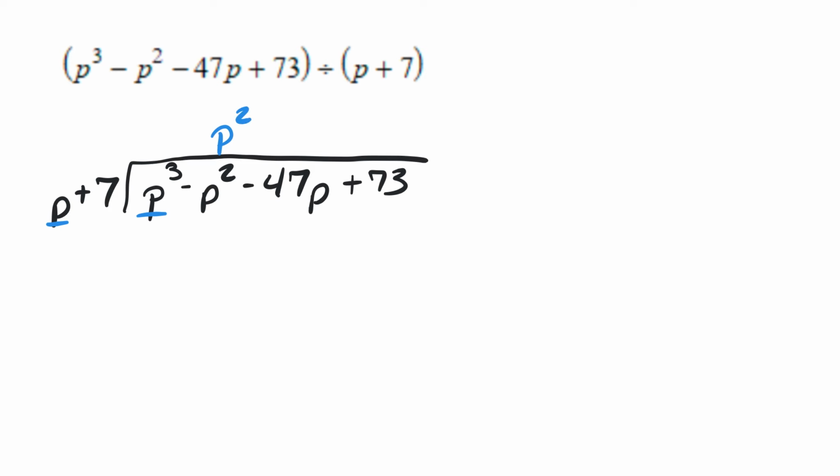When I do this, it's essentially a distribution to that number right there. So it's p squared times p, which is p cubed. Those numbers better match or you just wasted your time because we're trying to make them match. Now we have p squared times 7. That is 7p squared.